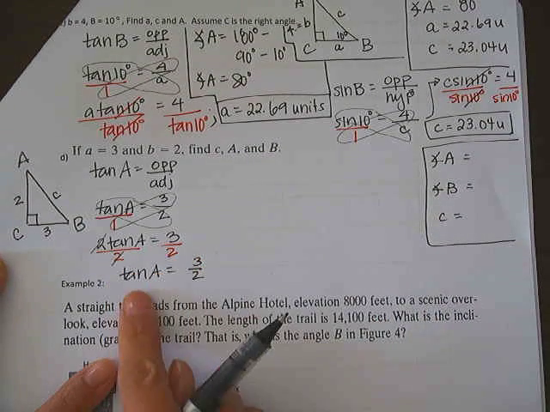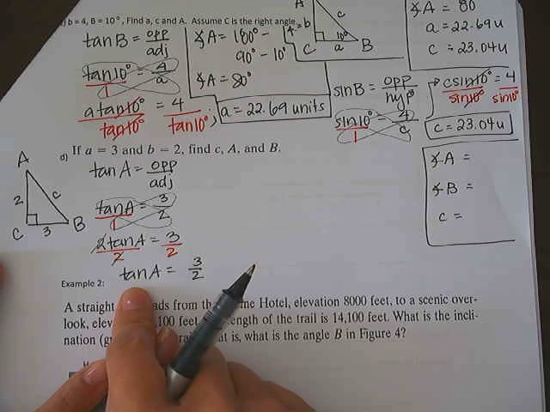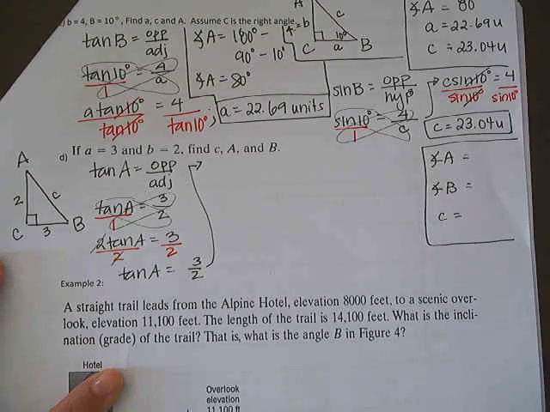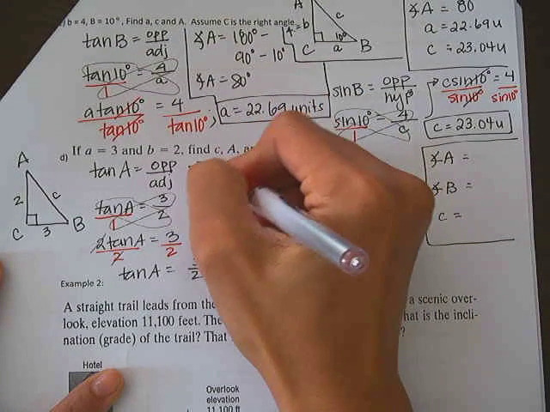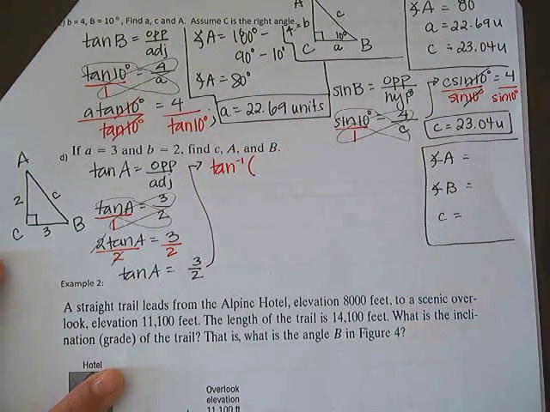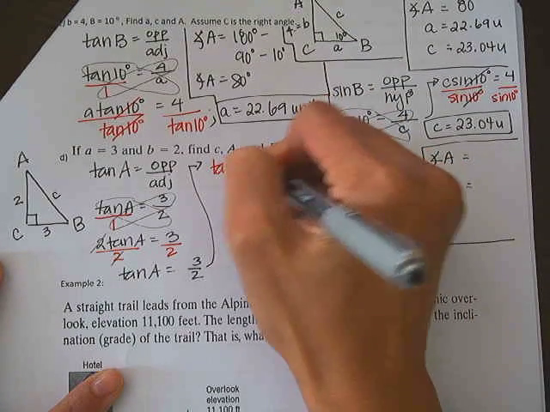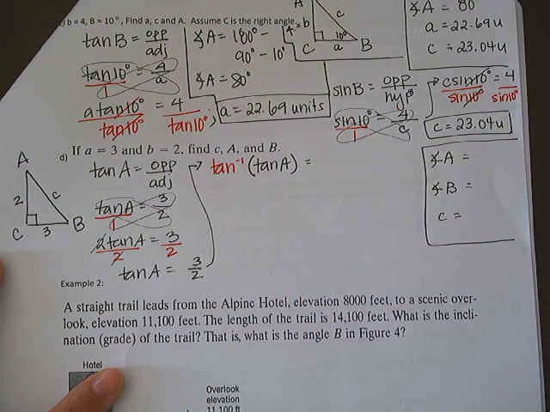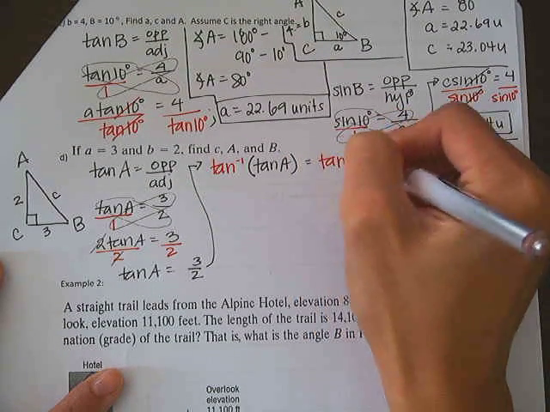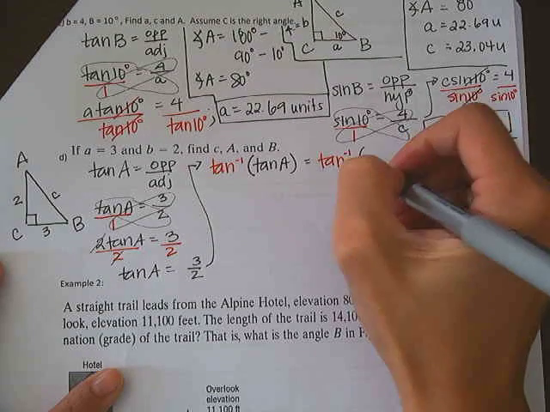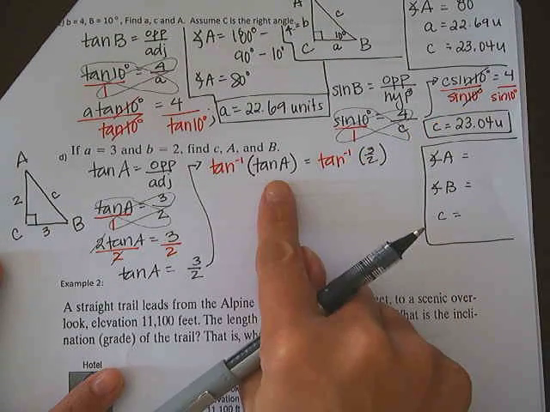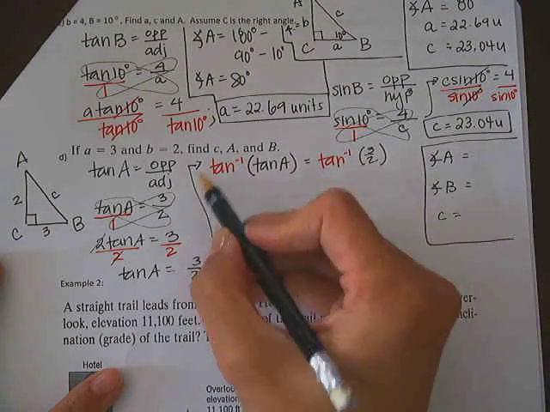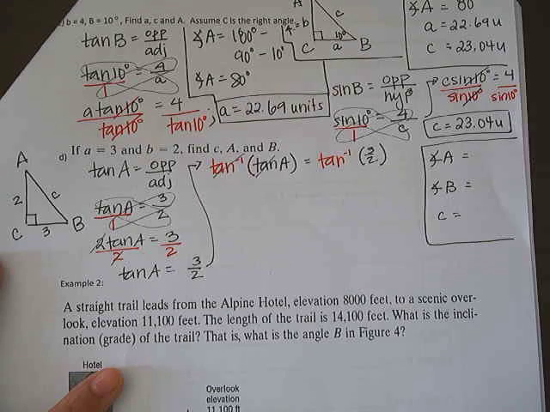Okay. Well, just like earlier, to get rid of tangent, we're going to take the inverse. So tangent inverse of tangent A equals tangent inverse of 3 over 2. What you do to the left, you do the same to the right. Anytime you're going to look for an angle, you most likely need to take the inverse. Tangent and tangent inverse, those two will cancel each other out.